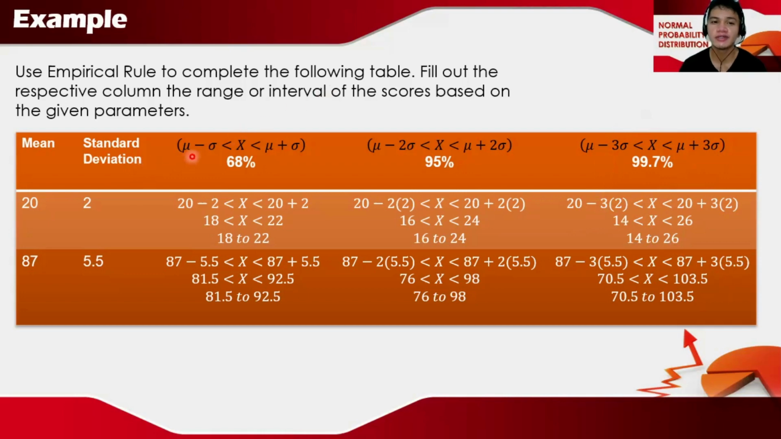You just need to substitute the values here. Substitute the mean here and the standard deviation here. The same goes with the mean of 87 and standard deviation of 5.5. For the 68%, it will give you 81.5 to 92.5. For the 95%, it will give you 76 to 98. And for the 99.7%, it will give you 70.5 to 103.5. As you can see, as the probability area increases, the range increases.